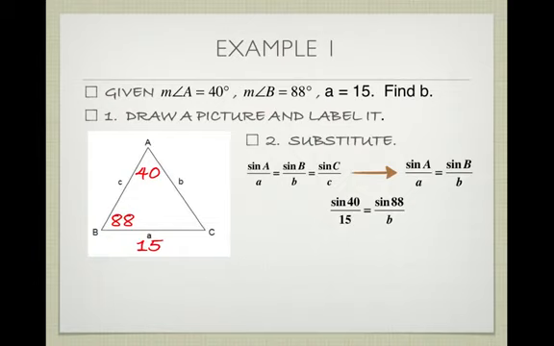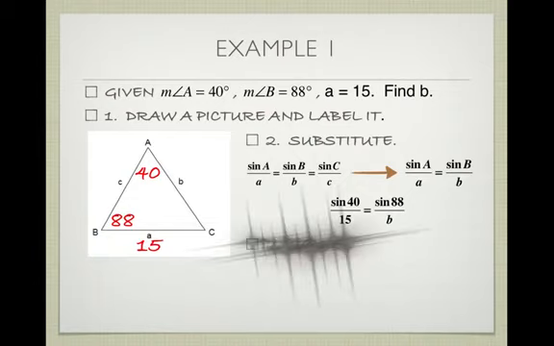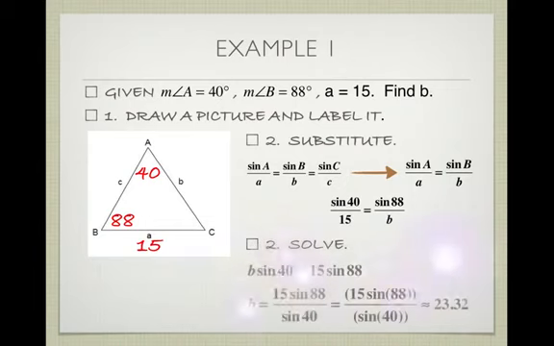We're going to solve for B. And so from this point on, it should look very familiar. You cross multiply, you get B sine 40 equals 15 sine 88, and then you go ahead and solve for B by dividing both sides by sine of 40.